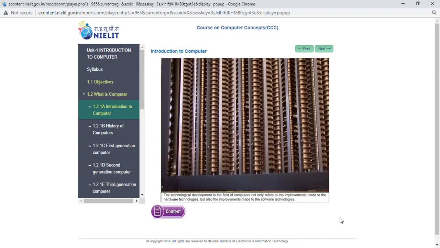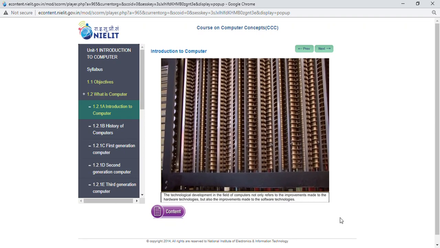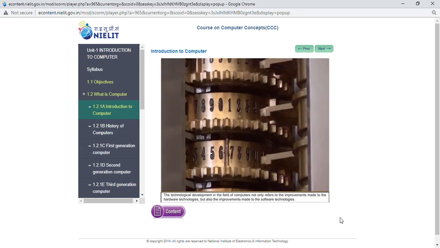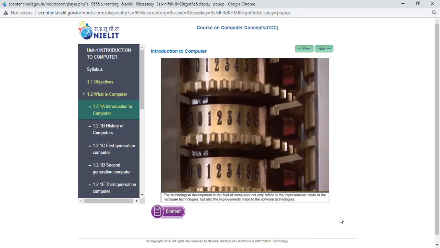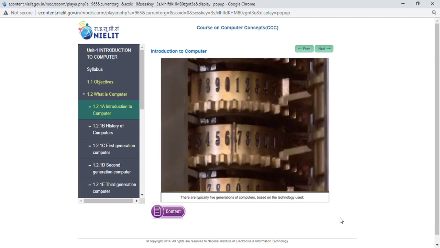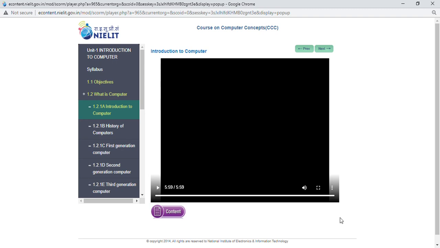The technological development in the field of computers not only refers to the improvements made to the hardware technologies, but also the improvements made to the software technologies. There are typically five generations of computers based on the technology used.